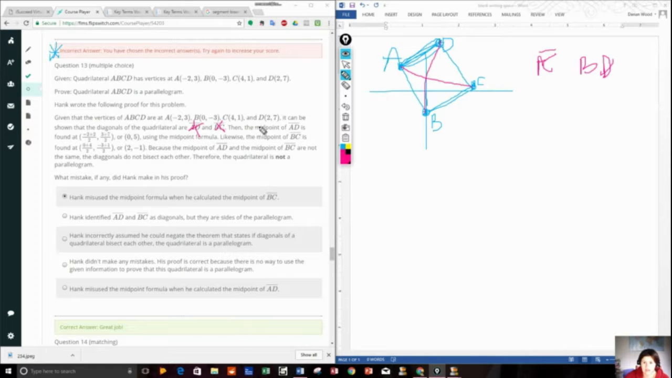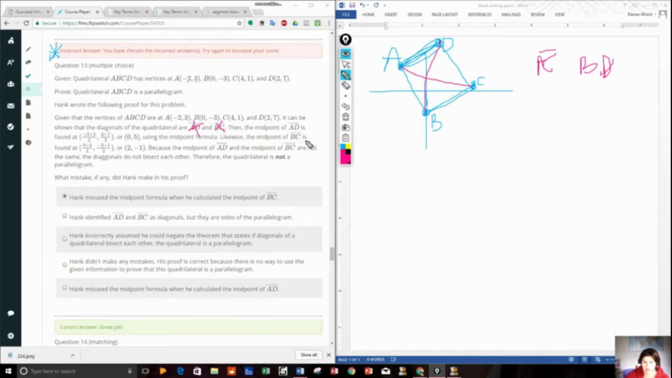And then the midpoint of AD is found at, so let's check his work. Let's use the x coordinates for A and D. So the x coordinates were -2 + 2 divided by 2. Yep, that was correct. The y coordinates should be 3 and 7. Yes, that is correct. And then he reduced it down using the midpoint formula.